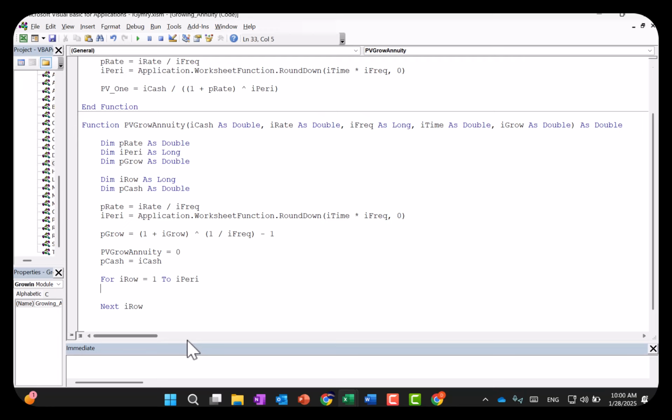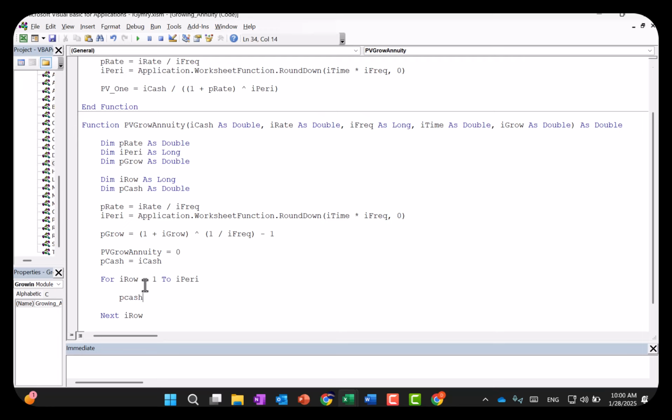Let's say I time is 10, iFreak is 12, iParry is going to be 120, right? So I'm going to repeat that 120 times. But every time I'm going to use a new value for IRO. I'm going to start with 1. In the first pass, 1 is going to be used. In the second pass, 2 is going to be used. 3, so on and so forth. I always like separating the code like that with a tab.